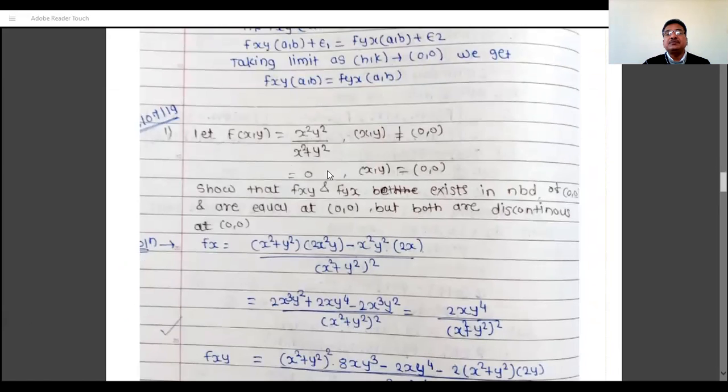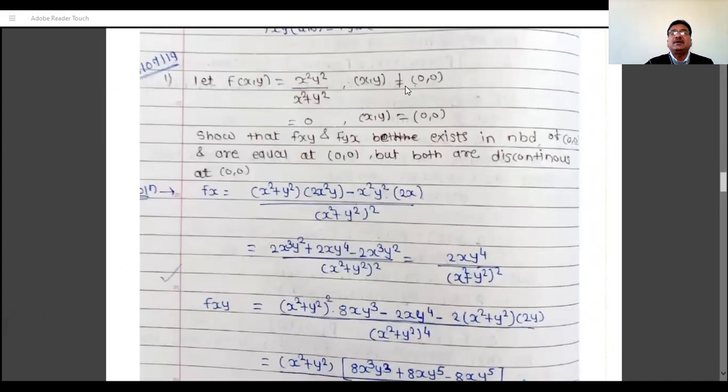So the next problem is of the same type. f(x,y) is x square into y square divided by x square plus y square if (x,y) is not equal to (0,0), and it is 0 if (x,y) is equal to (0,0). Show that fxy and fyx both exist in the neighborhood of (0,0), that is, fxy(0,0) and fyx(0,0) both exist and are equal at (0,0), but both are discontinuous at (0,0).